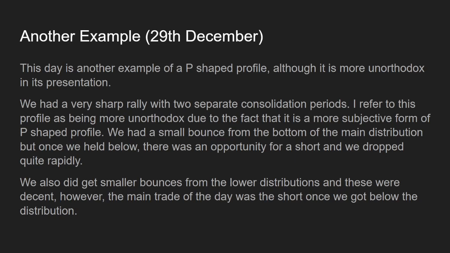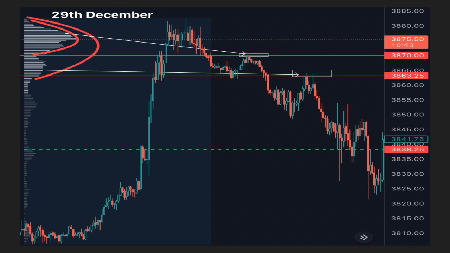However, once again, as I've said multiple times, the main trade of the day was a short, and the short took place once we got below the main distribution. So here is the volume profile of the chart of the day, the 29th of December. Now you can probably see why I say it's slightly unorthodox, because we have a larger P and then a smaller one here.